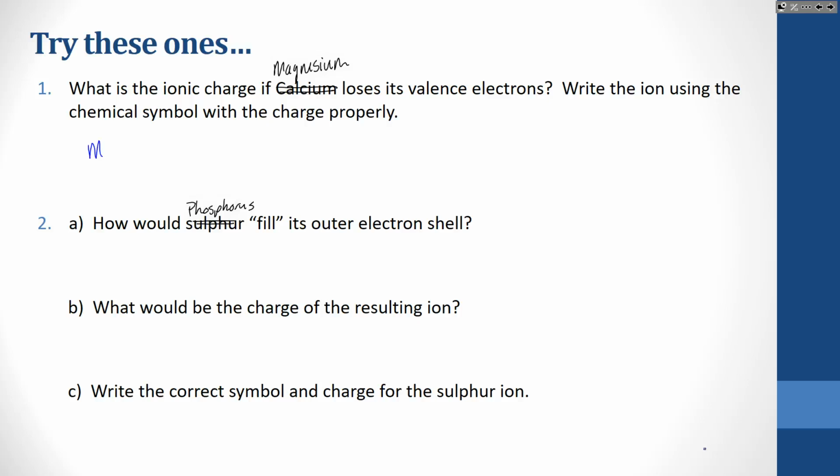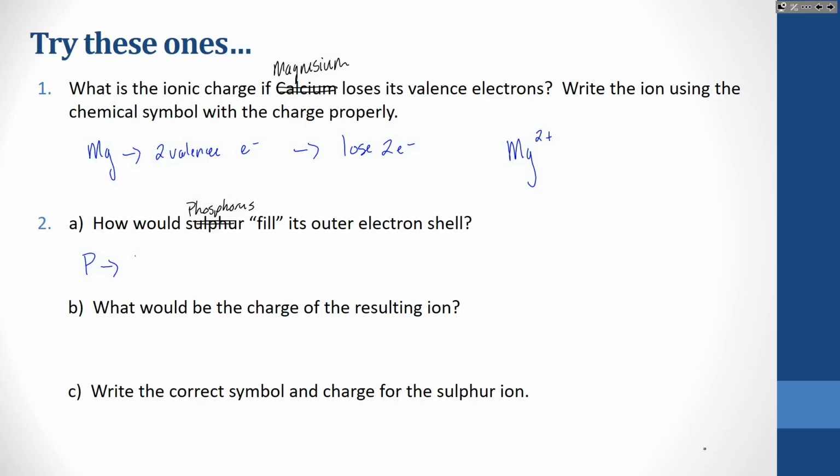So an atom of magnesium would have 2 valence electrons. It's in the second column. This is why we focused on those columns and periods last year, because the column tells us the valence electrons. So we have 2 valence electrons. We could gain 6 or lose 2. So it's going to lose 2 electrons. So to form its ion, it's going to be magnesium, and since it's lost 2 negatives, it's going to become a 2 positive charge.